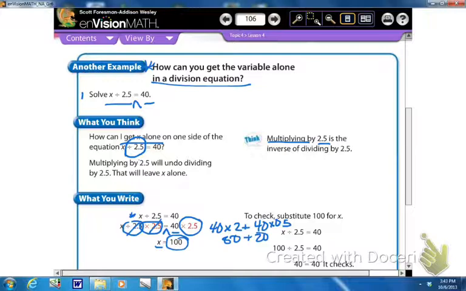And then always substitute to check. So what they want you to do is take x, since you know x is 100, go ahead and write your equation, x divided by 2.5 is 40, and plug 100 in for x to check it. Well, is 100 divided by 2.5 40? It is, and it checks out. You would have the right answer.